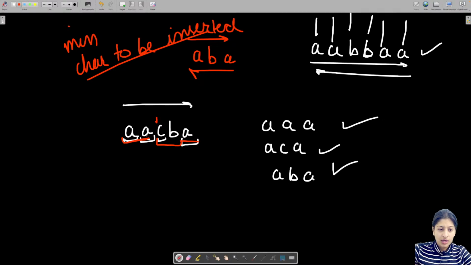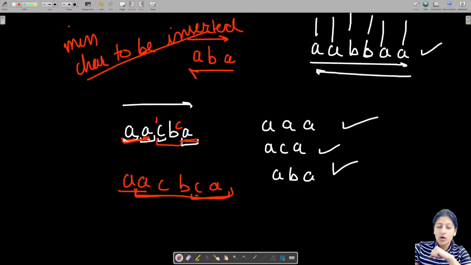Now where can I add this C? What if you already have this A matching with this A? This A was the middle one. Okay, so if I insert this C somewhere here, let's say, will it be a palindrome? Right now what I have is AAC BCA. What I observe is that AAC CA turns out to be a palindrome. Any more insertions would I need? Yes. If you observe closely, ACBCA itself has become a palindrome. Now you just need one more insertion, that is you can insert one more A anywhere here, let's say here. Now this entire string becomes a palindrome.